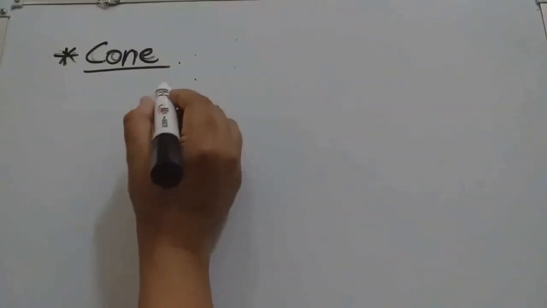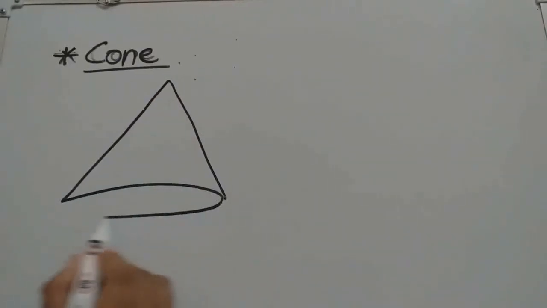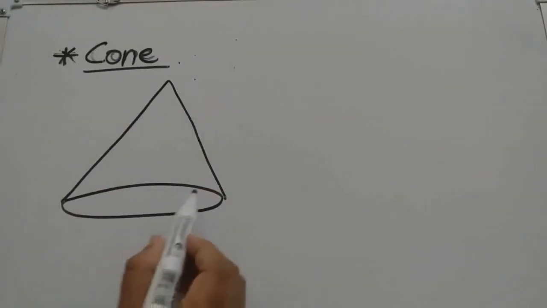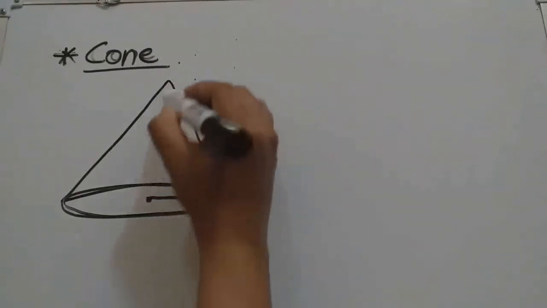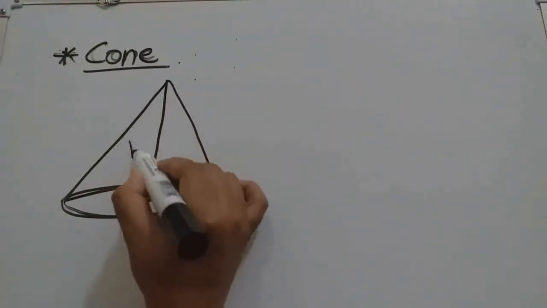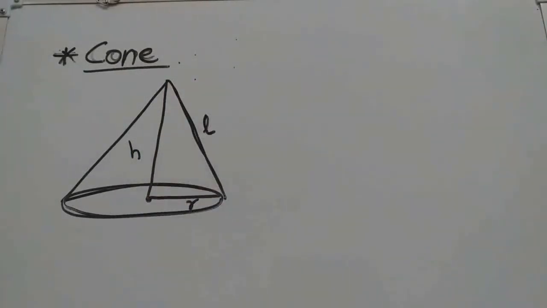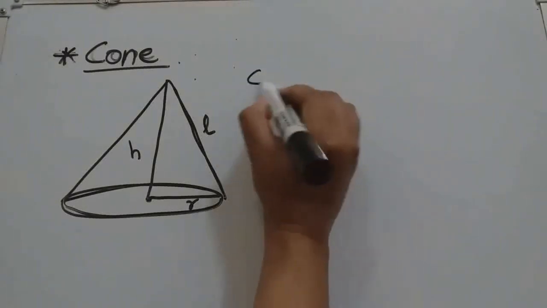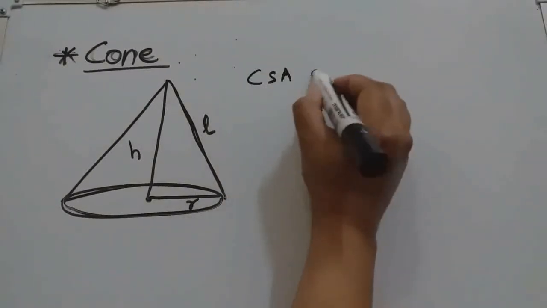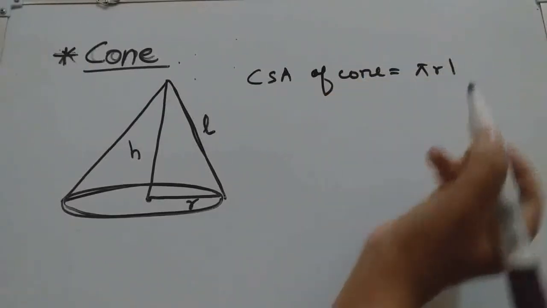So cone will have dimensions: a circular base of radius R, then one height will be there, and this one is slanting height, which we will denote as L. Okay, so CSA, curved surface area of cone, will be pi r L.